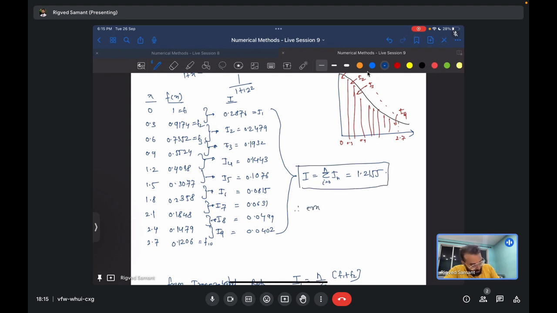So then the error becomes 0.216 minus 1.2155. So that is very low, right? 0.0005. See, it's 10 raised to minus 4. So it's very low, right? So the more number of intervals, the error is very low using a simple trapezoidal rule.